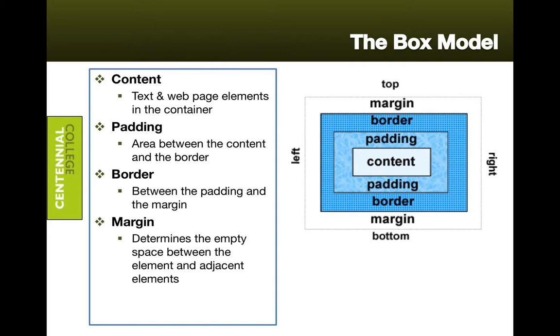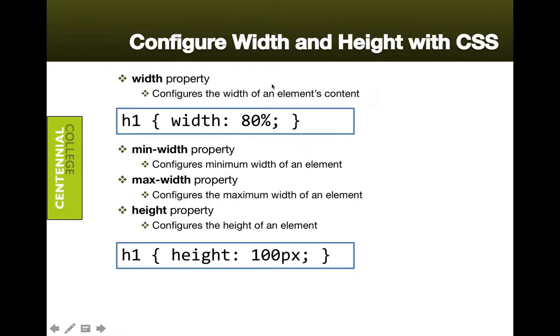All right. So that's the box model in a nutshell. Well, we have width and height, right? If you notice, the width property configures the width of an element's content. Can I configure the width of my div tag? Remember, a div tag is just a container, a division or a section. So I can say width, minimum width, here are some different properties, and my height property. Be careful about that height property because that's kind of a weird thing.